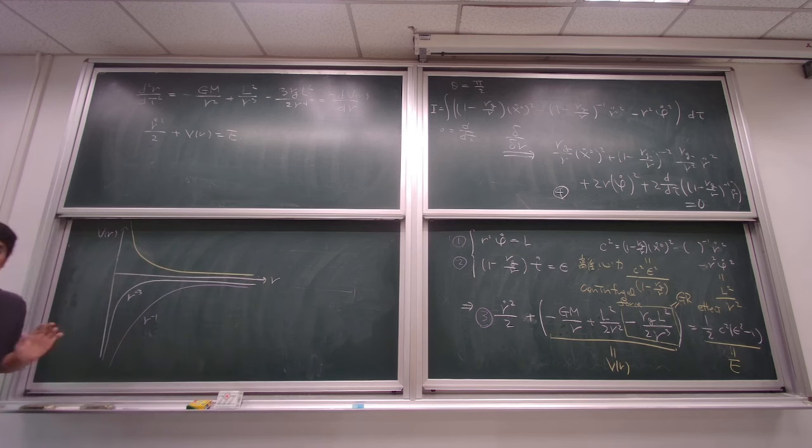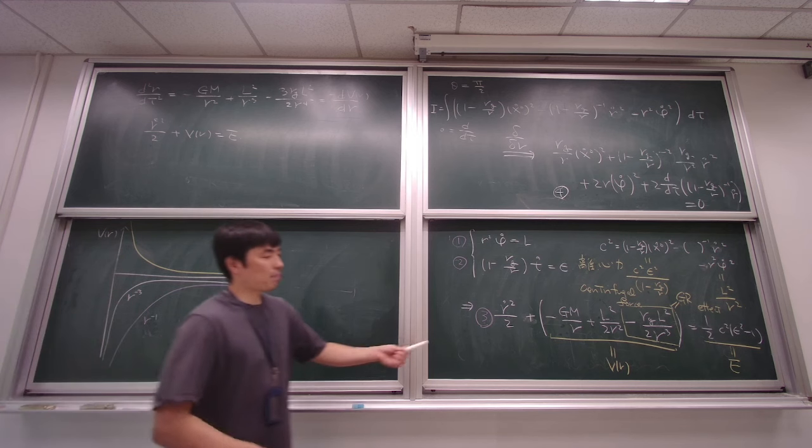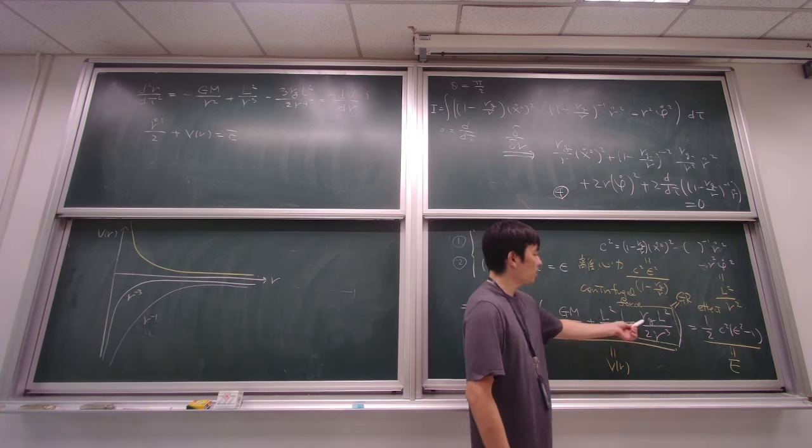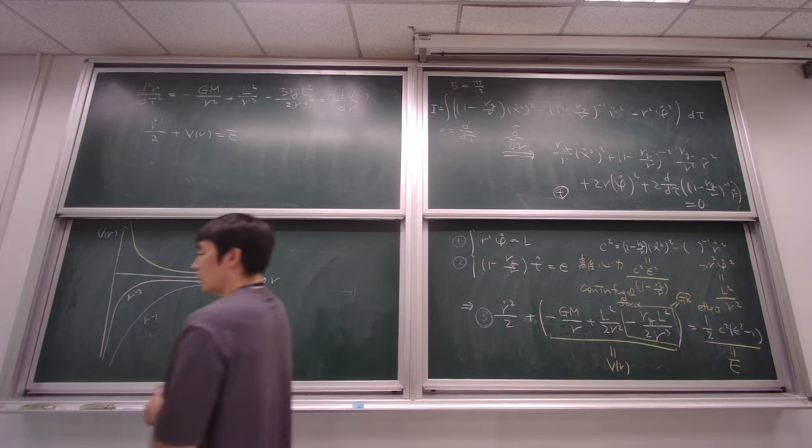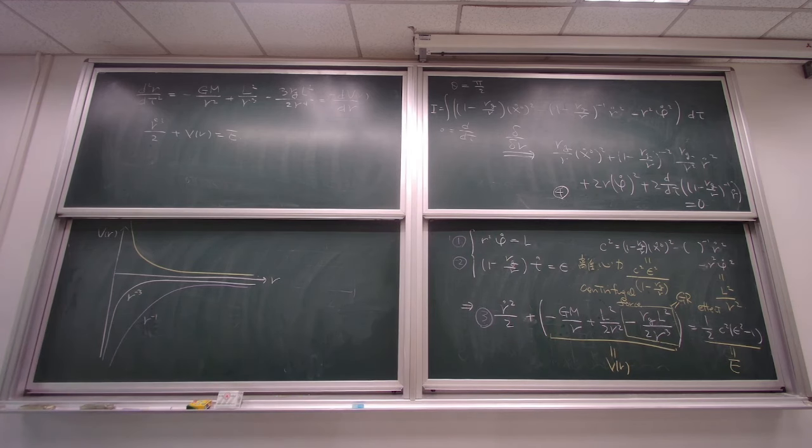Like this way. And you have sum the map. And then, depending on the body of M and L, the shape of the curve potential will be different.